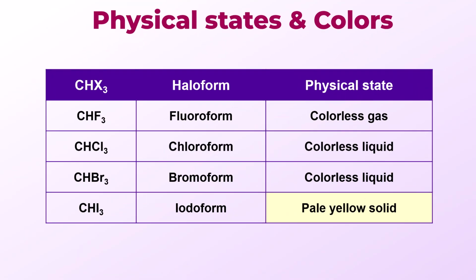Let us look at the physical states of different haloforms. Fluoroform CHF₃ is a colorless gas. However, remember that it is not formed in the haloform reaction, since fluorine is highly reactive and cannot be used in the haloform reaction. Both chloroform and bromoform are colorless liquids with a sweet smell. Iodoform CHI₃ is a yellow crystalline solid with a characteristic antiseptic odor.